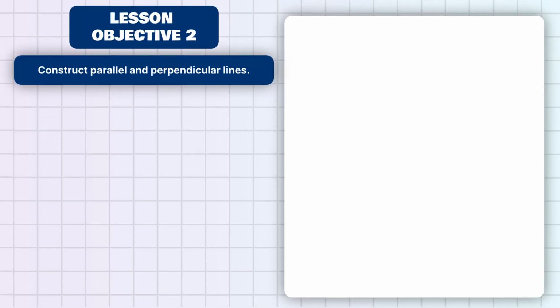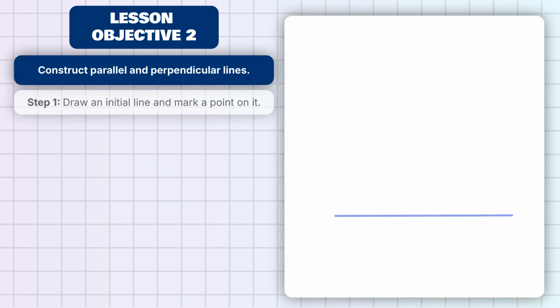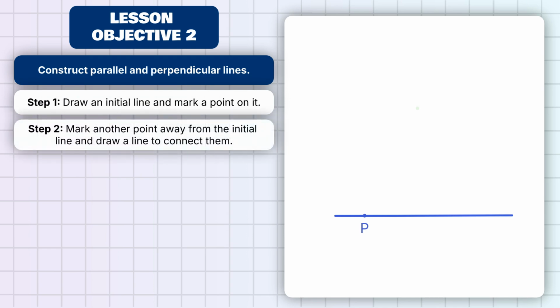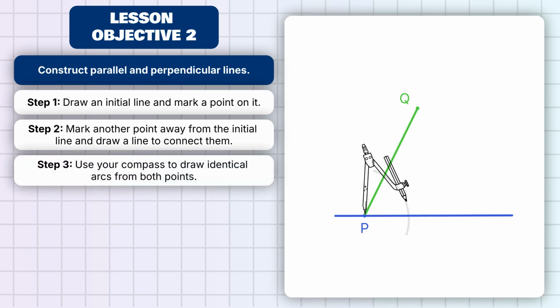Now let's move on and explore how we can construct these different types of lines. To construct parallel lines, we use the following procedure. Draw an initial line and mark a point on it. We'll call this point P. Next, choose another point which is not on this line and mark it. We'll call this point Q. Place your compass at point P and draw an arc which crosses both the initial line as well as line PQ.